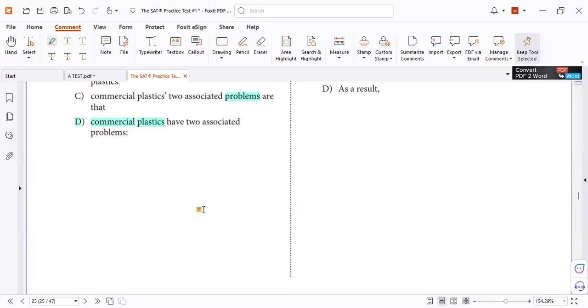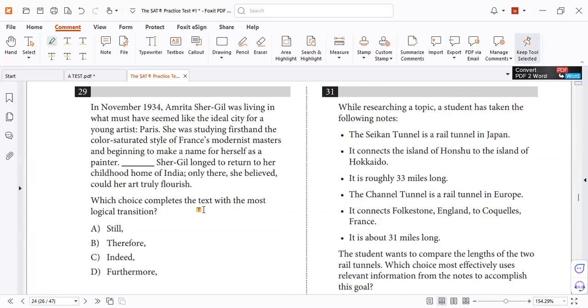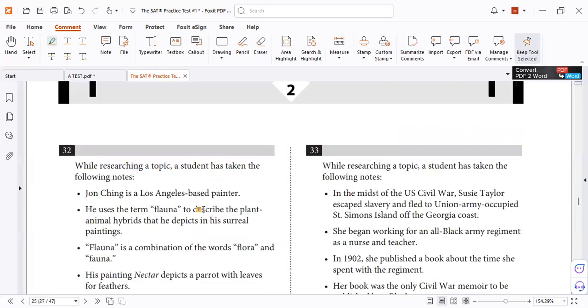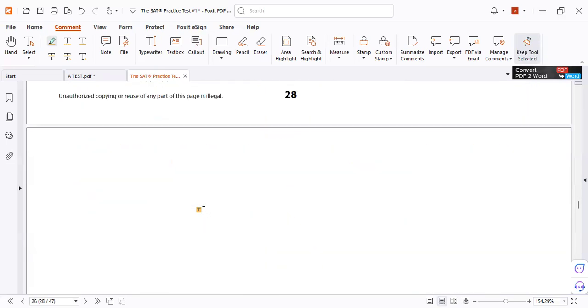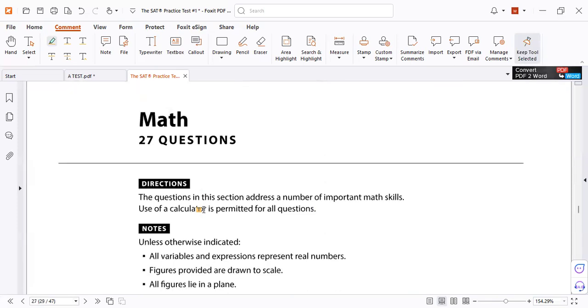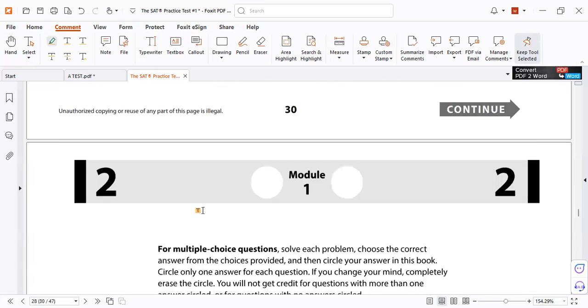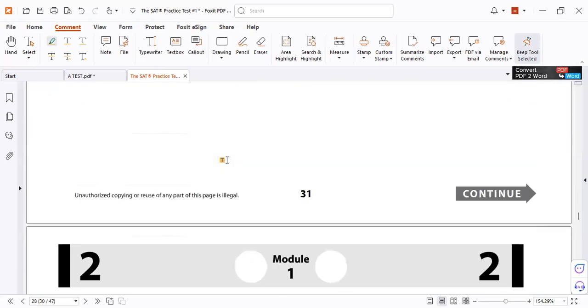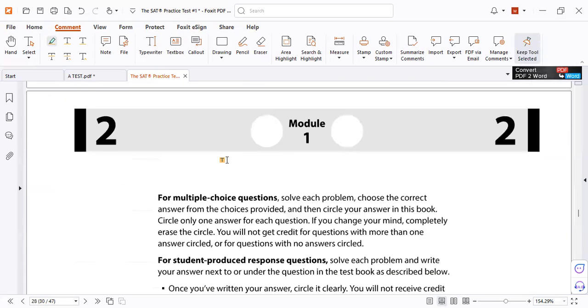Now, I like it. No, these questions are easy. It indicated the second module. Oh, this is math. Let's answer math now. Even though I do hate math, I'll do it for you.